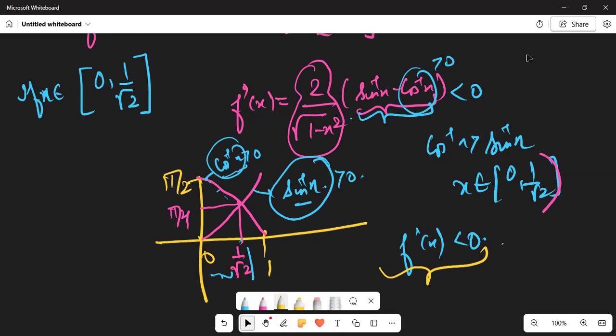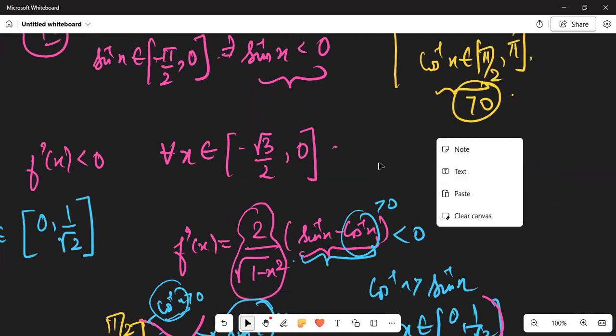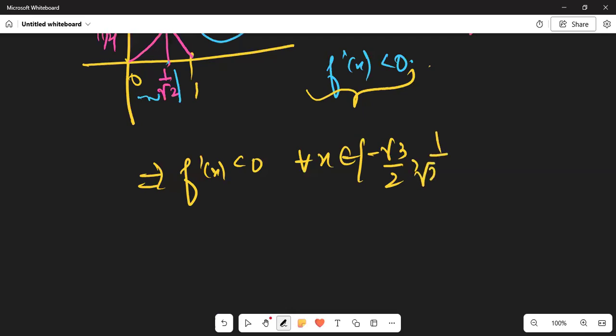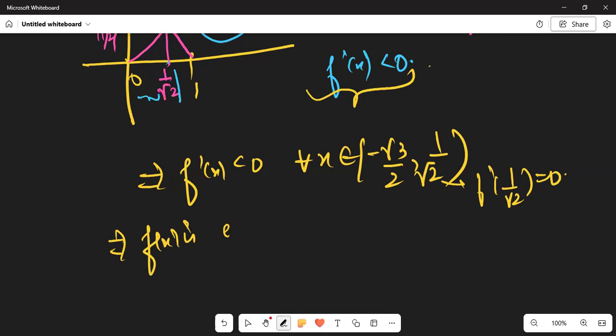And for minus root 3 by 2 to 0 also, we got that f prime x, the derivative of the function f, is less than 0. This just proves that f prime x is less than 0 for all x lying in the interval up to 1 by root 2, where I'm not including 1 by root 2 because f prime is 0 at that point. This implies f x is a decreasing function in this interval.